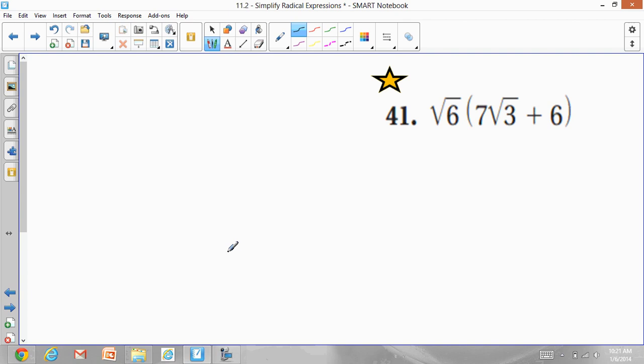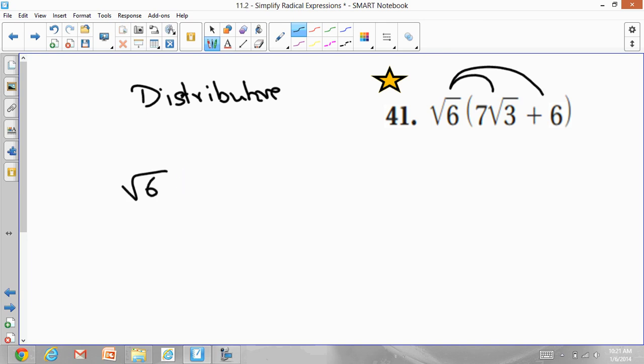Now copy question number 41. Question number 41 is a simple question. Number 1, you have to understand you are looking at a distributive property. So I have something inside a parenthesis, I have a number outside. So distributive property goes first. So square root of 6 multiplies 7 square root of 3 plus 6 square root of 6.